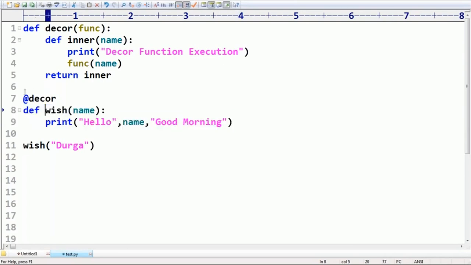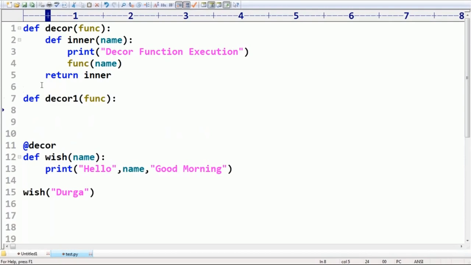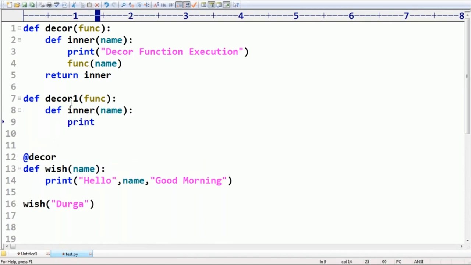Let me define one more decorator. def decor1(func). The format is always the same. Now in decor1 I am taking def inner. This is the inner terminology, right? That's why print of second decor execution.